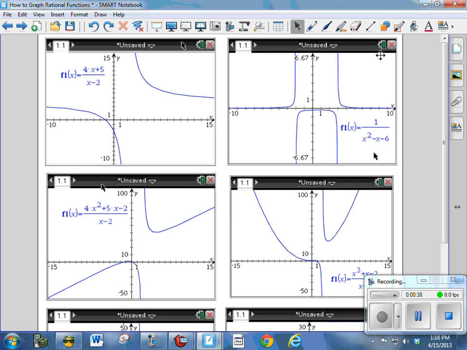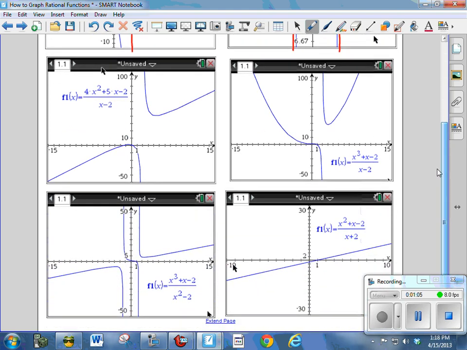I want you to notice the variety of different shapes. Notice that we have a vertical asymptote here and a horizontal asymptote here. Actually, it'd probably be easier if I just sort of drew them in. Here we have a vertical asymptote and a horizontal asymptote. Notice on the example 2, I have 2 vertical asymptotes and a horizontal asymptote. On my third example, I have a vertical asymptote still. But notice I don't have a horizontal asymptote. I actually have a diagonal asymptote, sometimes called a slant asymptote.